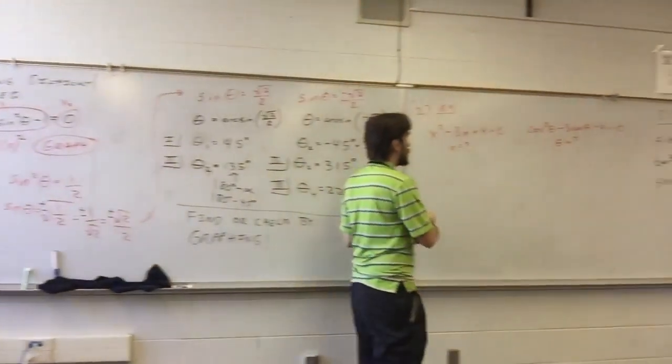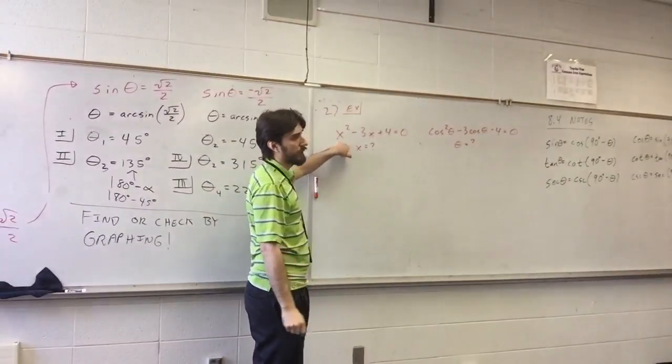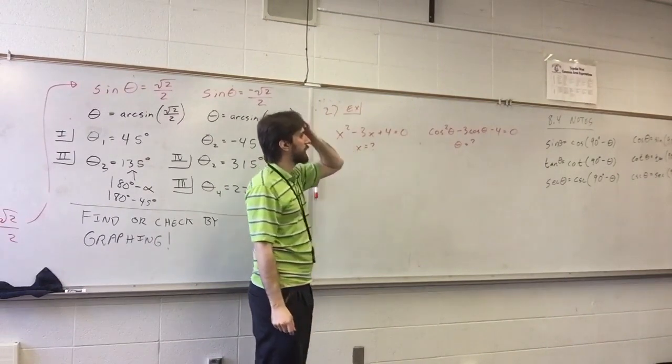All right, so let's do this one really quick. I'll give you a minute to try x squared minus 3x plus 4 equals 0.